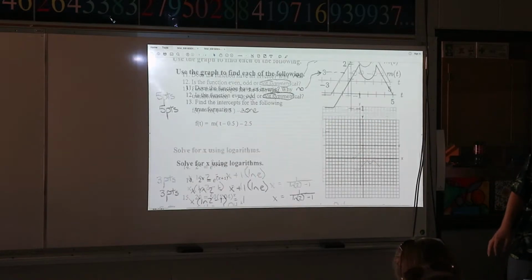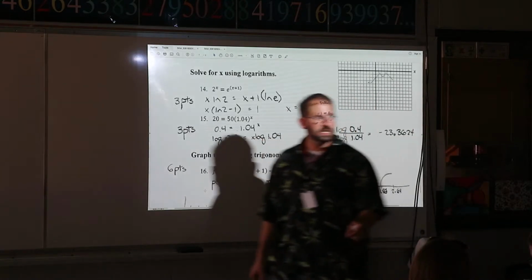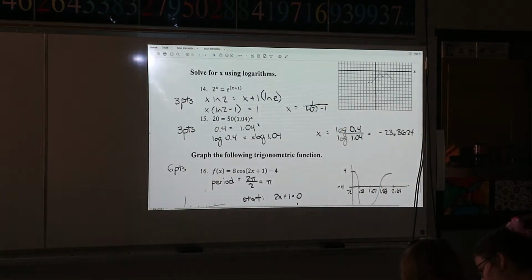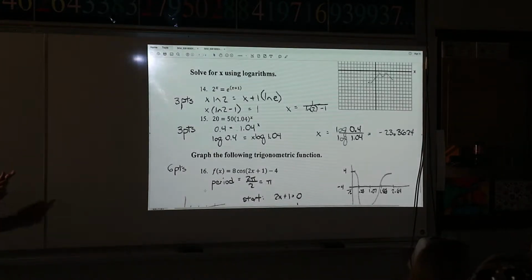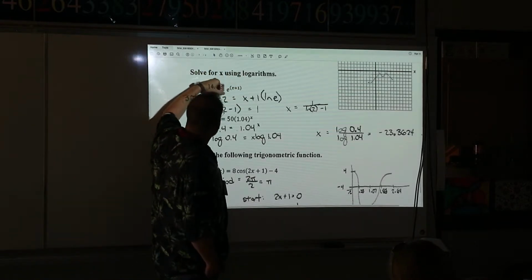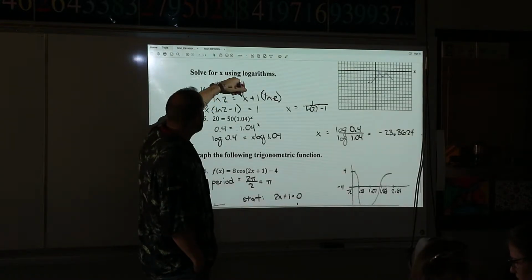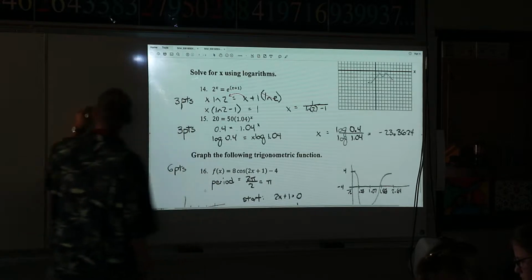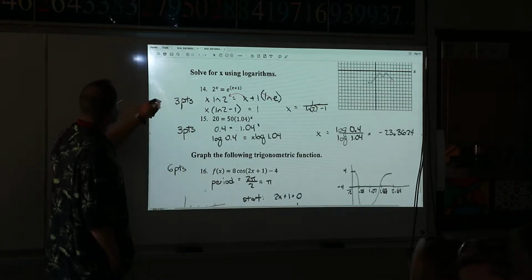Okay, 14. This one's pretty straightforward. The problem that people had with 14 is that you took the natural log of both sides. Most people did that. They dropped their powers out front. But then you didn't go anywhere. You had to solve for x. When I drop the powers out front, this then cancels out, so I'm left with an x plus 1 over here. If I subtract the x over, I have this.